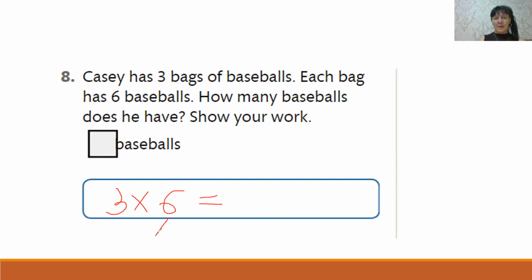Let's say I want to break apart 6 into 5 and 1. Now, again, don't forget that you're multiplying like this. 5 with 3 and then 1 with 3. Now, 5 times 3 is going to be 15. Okay, plus 1 times 3 is going to be 3. And together it's going to be 18. Don't forget to write 18. Okay, that's it.